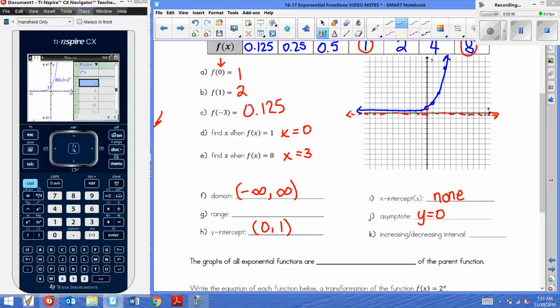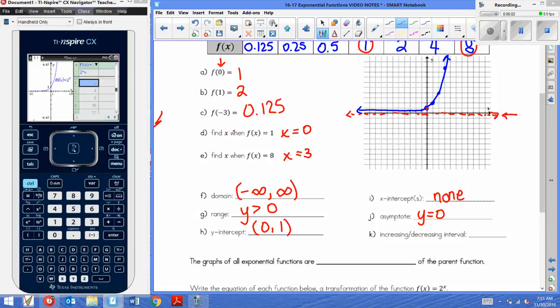So what do you notice about the y values? Well, they are always going to be above this red line here, the asymptote. So how could we say that? Well, we could say that y is always bigger than 0. Notice how I didn't say bigger than or equal to 0, because it will never actually touch that dashed red line.